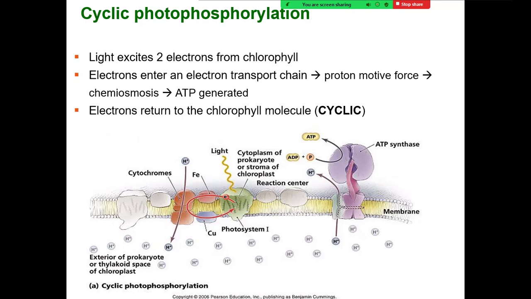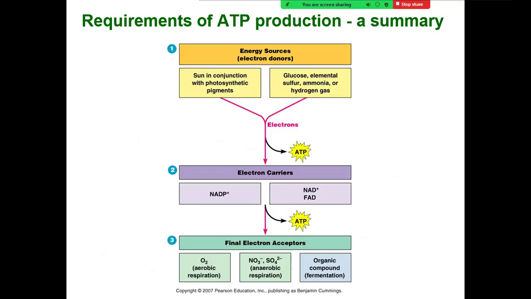All right, so that's how in cyclic photosynthesis, the photosynthetic cell can make ATP. So the energy source can vary for making ATP. It can come from the sun in a photosynthetic organism. It can also come from glucose or some elemental chemical, like sulfur or ammonia or hydrogen gas, where the electrons will be stripped off of the sulfur or the ammonia or hydrogen sulfide gas. It's very similar to stripping off the electrons from glucose.